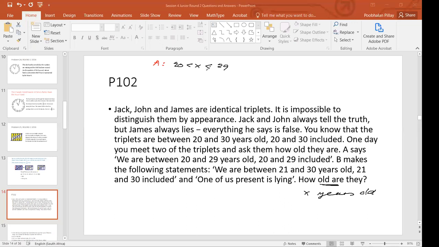20 and 29 included. Now this is what A says. We don't know whether he's lying or speaking the truth, but that's what he says. But we do know that they are between 20 and 30 years old. So this is a fact.